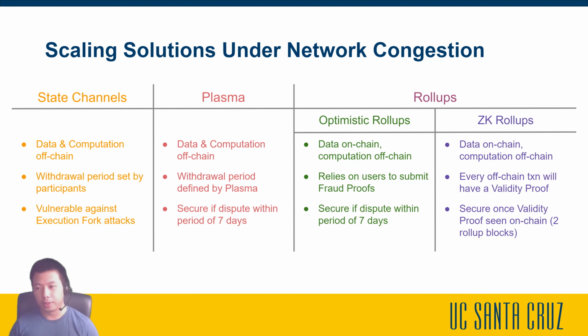ZK rollups, or zero-knowledge rollups, we suspect that this approach is secure because every off-chain transaction essentially has a validity proof attached to it, and this proof is valid once it's seen on-chain, so after 2 rollup blocks, a party can safely spend the money.